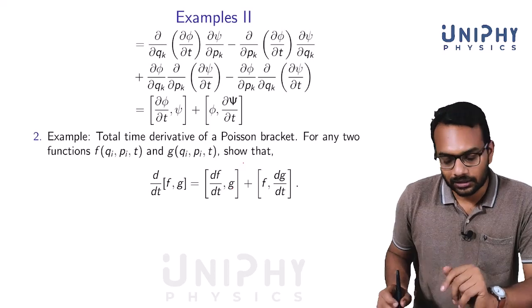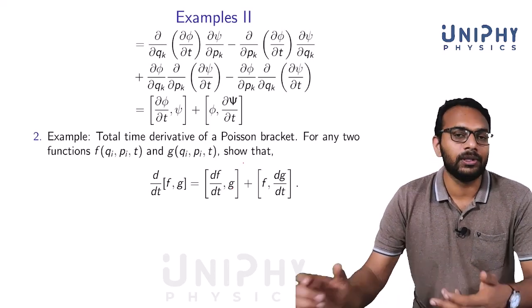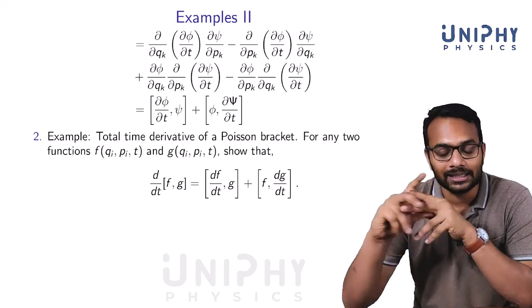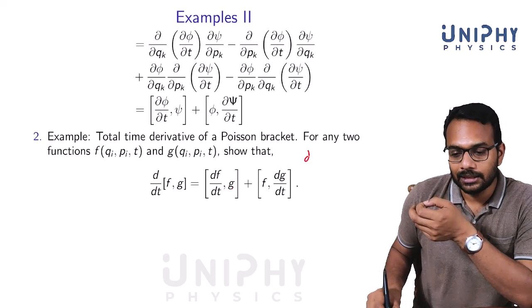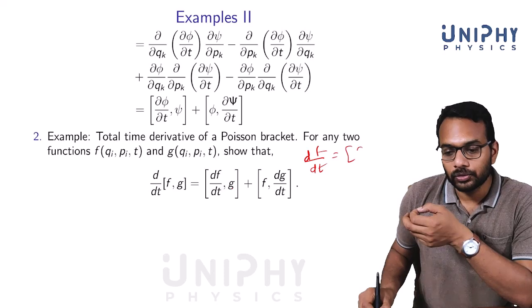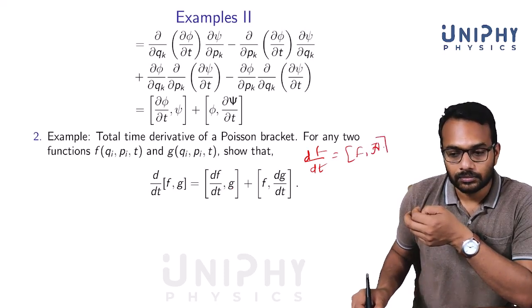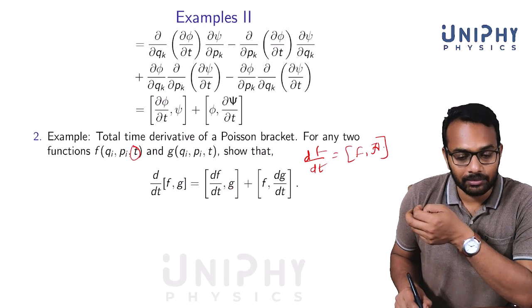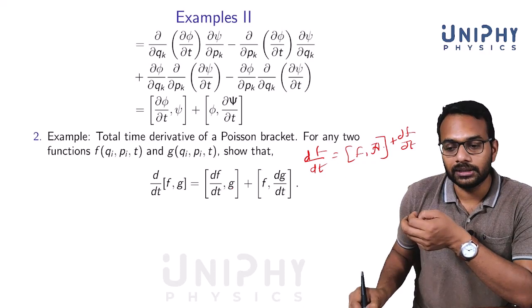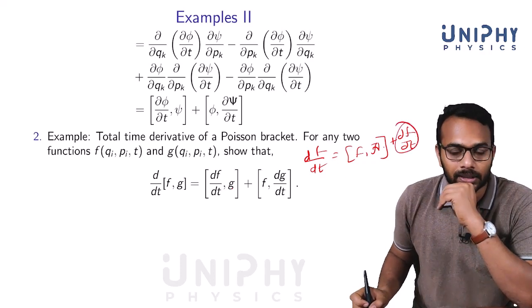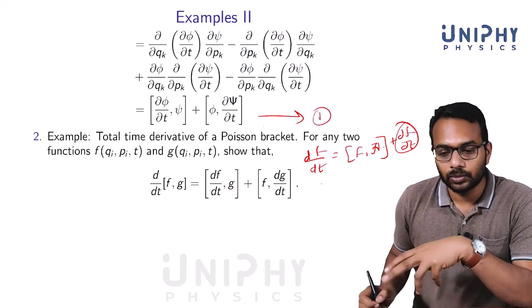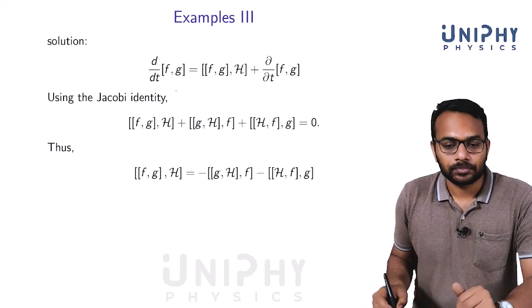Okay. Now there are different ways to do this. Here we won't be using the fundamental definition, but we will be using the fact that we know df/dt is equal to the Poisson bracket of f with H. Okay. Not only that, there is also a time derivative here. So df/dt is the Poisson bracket of f with H plus ∂f/∂t. So here we have a partial derivative. Okay. Alright. So we can make use of the first result. Right. So this is what we are going to do. So let's check.